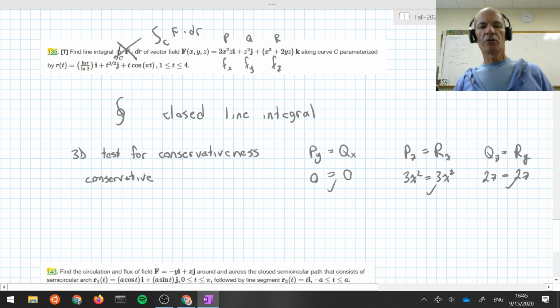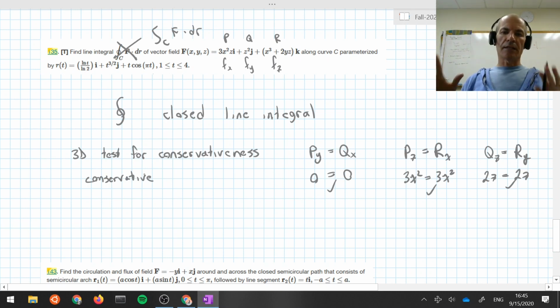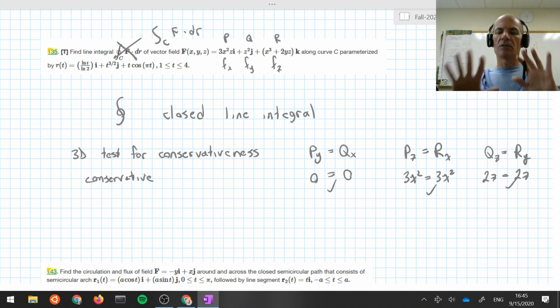This is a polynomial vector field. In other words, each of the functions p, q, and r are just polynomials in x, y, and z. These are the nicest possible functions. They're continuous, they're differentiable everywhere. The domain is all real numbers. And so in this particular case, we're fine.